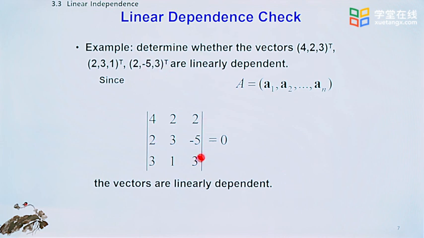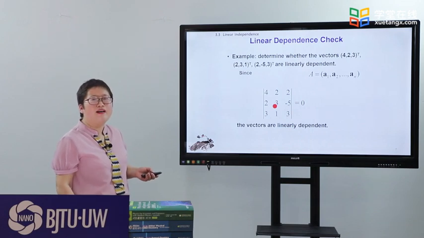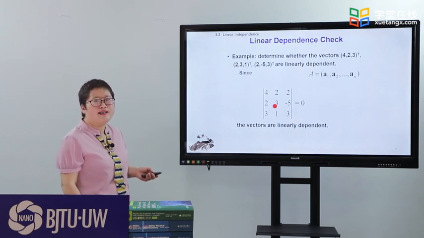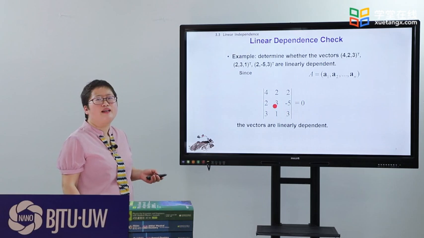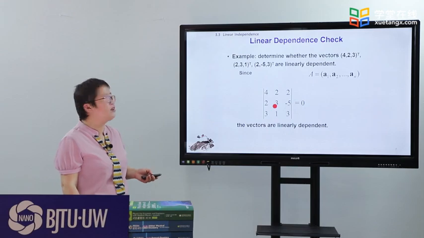Using the determinant requires that you have n-dimensional vectors and you have n vectors, so it's a square matrix and you can compute its determinant. Otherwise, you need to use the definition of linear independence or dependence to check whether this series of vectors is linearly dependent or not. So the general way should be C1 times A1 plus C2 times A2 plus till plus, for example, Cn times An equals 0, to check whether there is a trivial solution or a non-trivial solution.